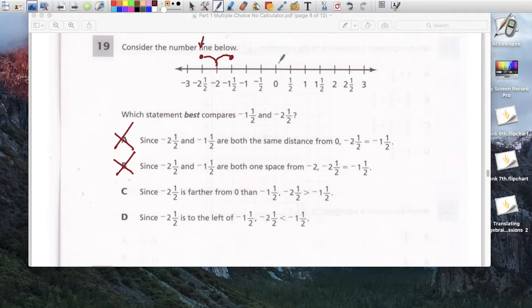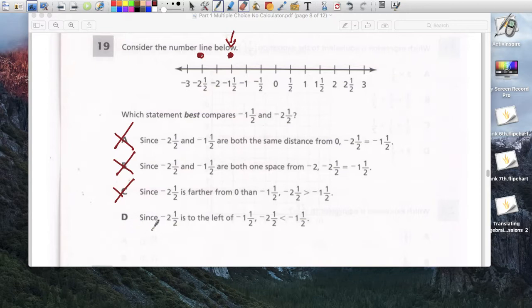Negative 2.5 is here. It's further away from 0 on the left side. That means that negative 2.5 is greater than negative 1.5. Not true, because remember I told you the number on the right is always bigger, right? So even before we started, when we put these two points, we knew right away that this number right here, negative 1.5, is the bigger number. Anything that's on the right is bigger, always, if you're comparing two numbers.